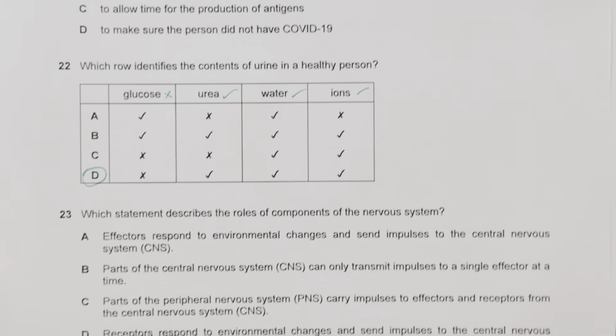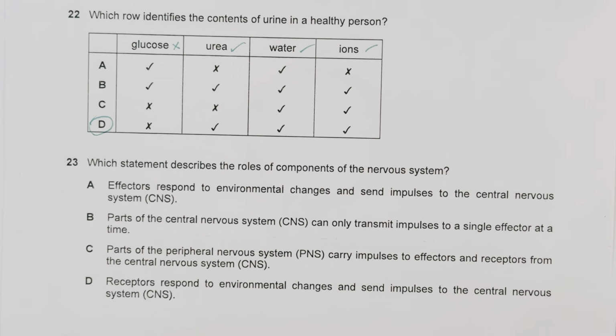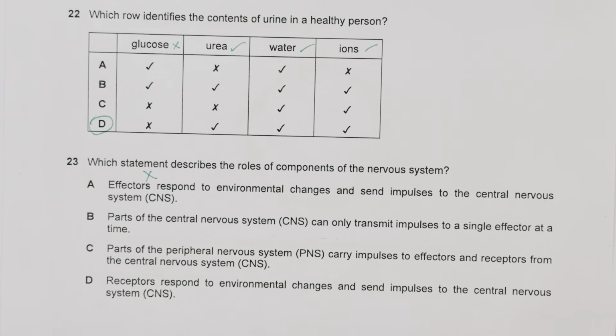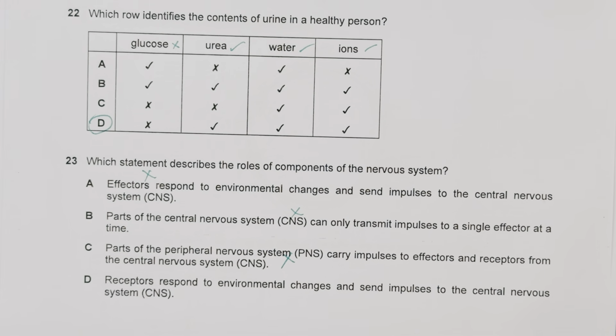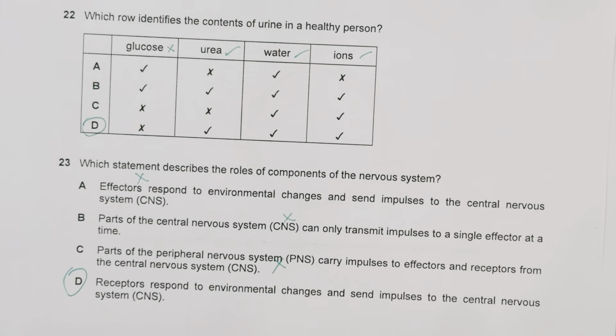Moving to question number 23, which statement describe the role of components of the nervous system? A is that effectors respond to, no, it should be receptor. Part of the central nervous system can transmit impulses to a single effector? No. Part of the peripheral nervous system can impulse the effectors and receptors from the CNS? No. Receptors respond to environmental changes and send impulses to the central nervous system? Yes, this is the right option.